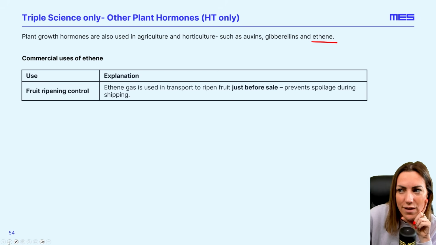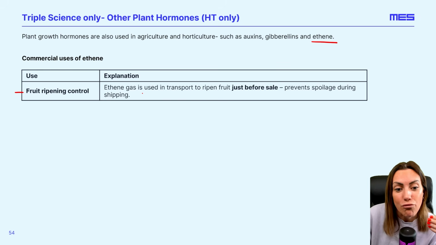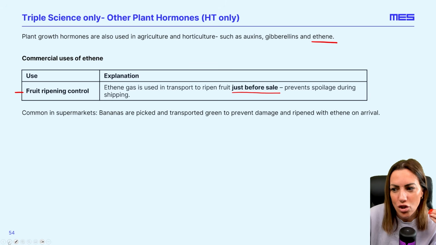And the commercial use of ethene that we need to know is ethene controls fruit ripening. So ethene gas basically promotes ripening. It starts off the ripening process. Ethene gas is used in transport to ripen fruit just before sale. So just before the fruit goes onto the supermarket shelves, it will be put into an environment with ethene gas to cause it to ripen so that, I don't know, bananas are yellow when they go onto the shelves.